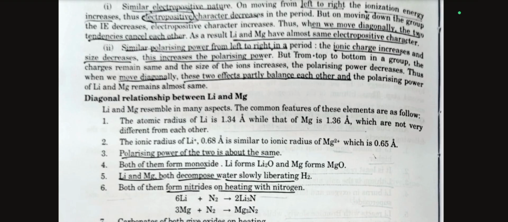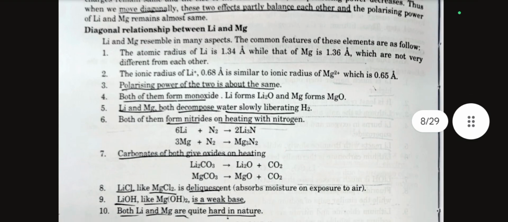Both of them form monoxide. Li forms Li2O and Mg forms MgO. Lithium and magnesium both decompose water slowly, liberating H2. Both of them form nitride on heating with nitrogen.